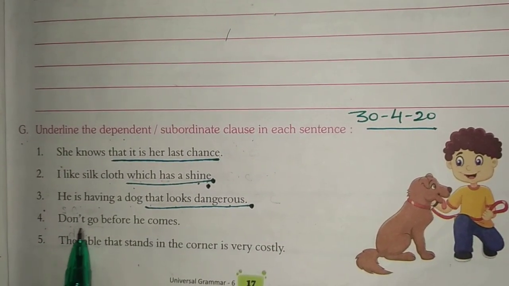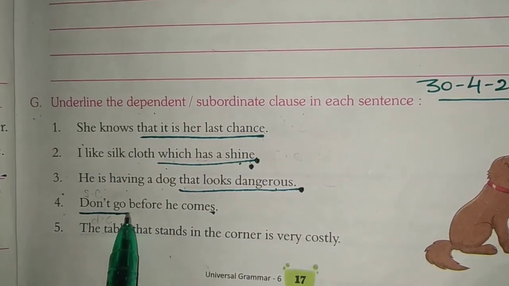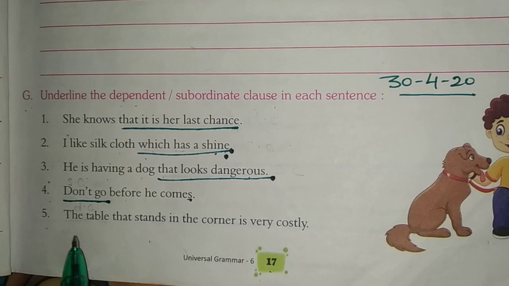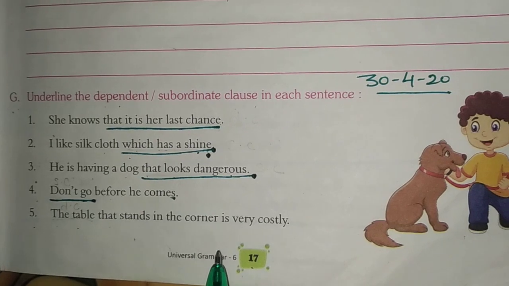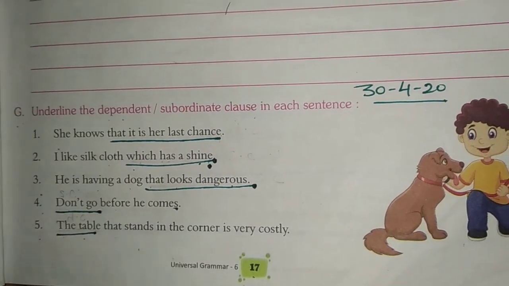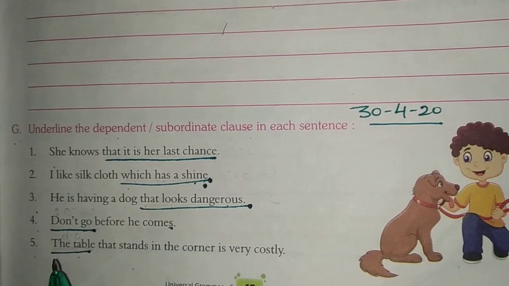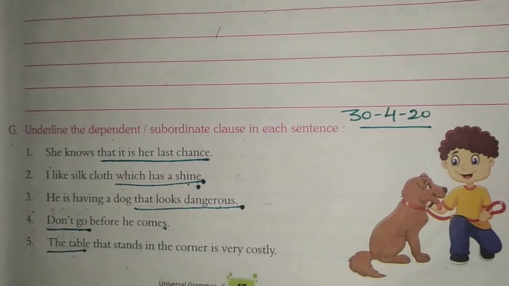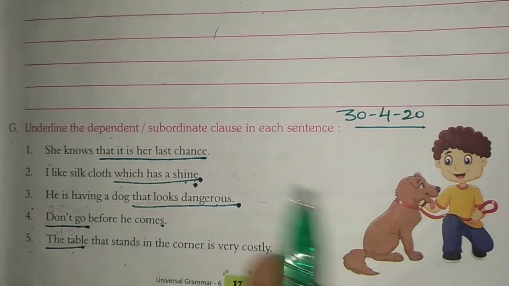Fourth sentence, don't go before he comes. In this sentence, before he comes is the dependent or subordinate clause. Come to the fifth sentence. The table that stands in the corner is very costly. In this sentence, that stands in the corner is the dependent clause because it doesn't give any meaning without the help of any other sentence or clause or verb or subject. Clear? Now come to the next exercise, that is exercise H.